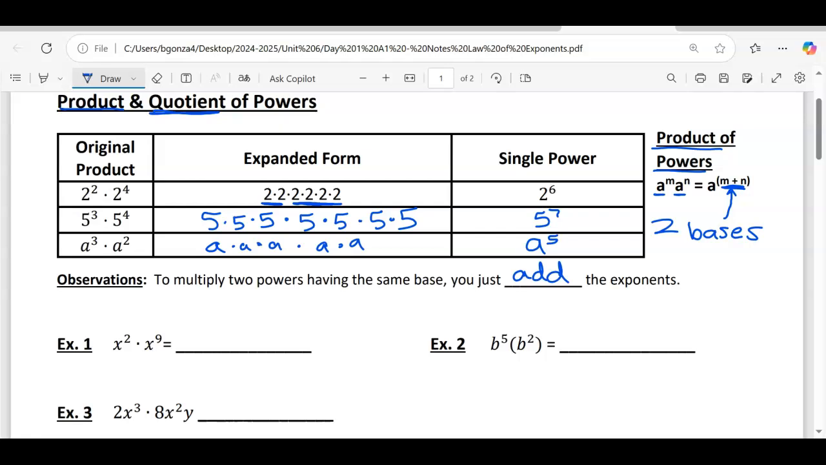All right, here we go. So this says, example 1, x squared times x to the 9th. Same base, so now we can add the exponents. So the 2 plus 9 gives me what?